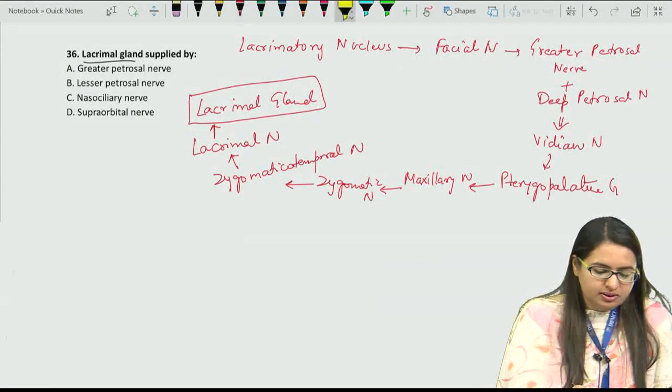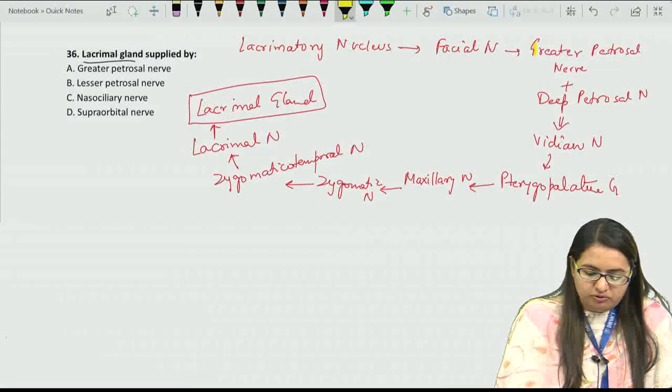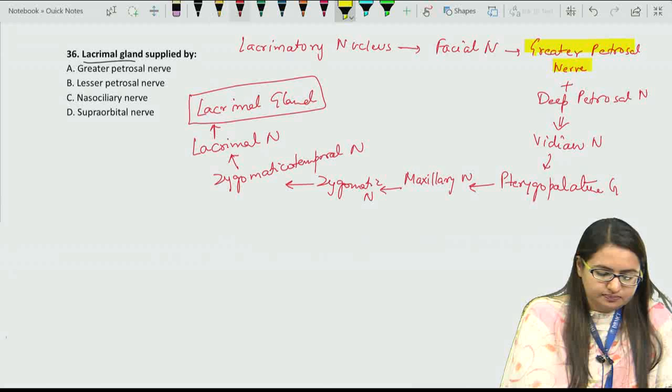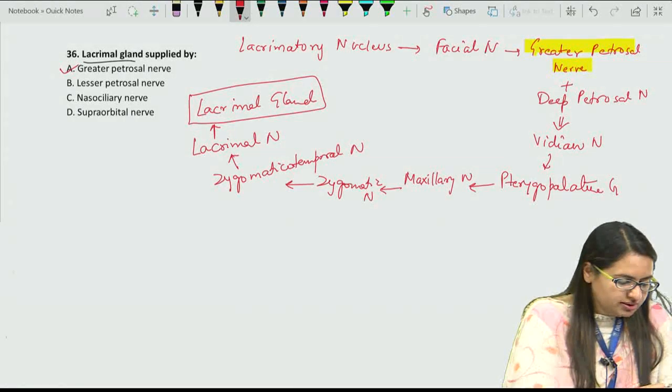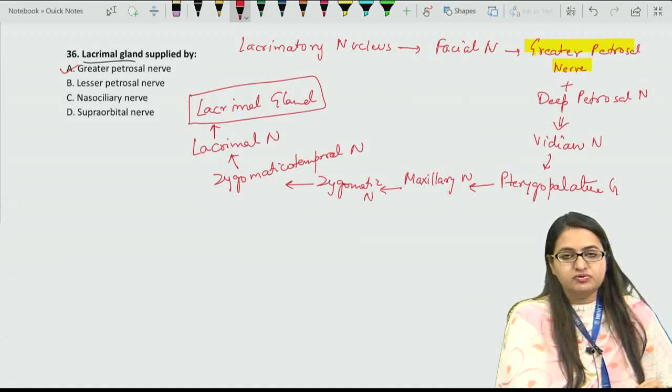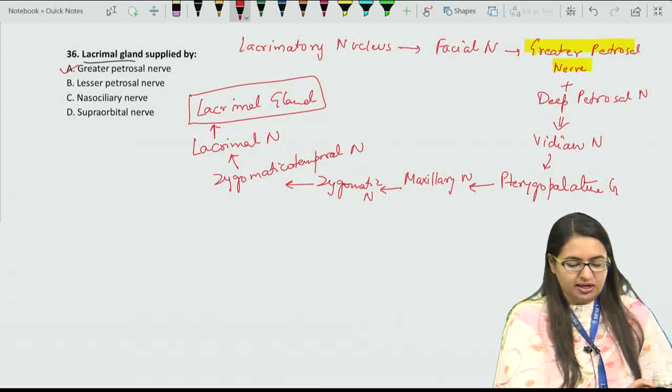So in this, if we see the main nerve which is involved over here, the branch of the facial nerve which is involved is the greater petrosal nerve. So the answer for this question is A, the greater petrosal nerve. It is the one carrying the parasympathetic fibers for the supply of the lacrimal gland.